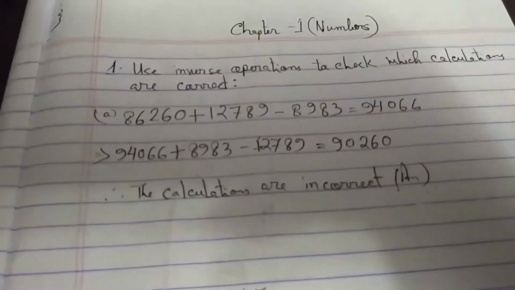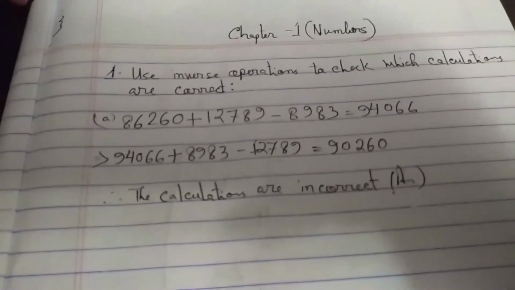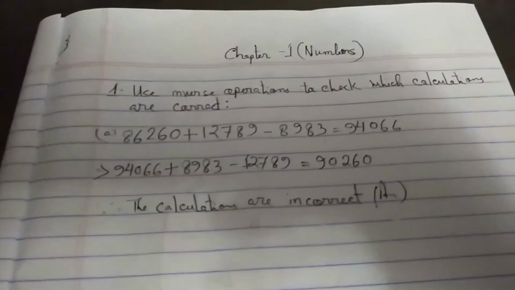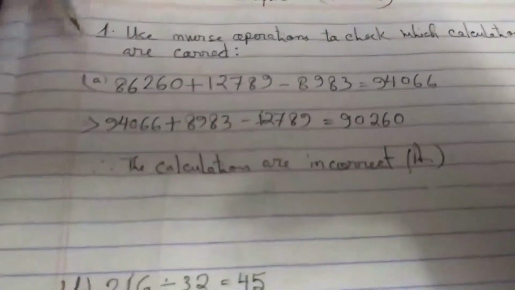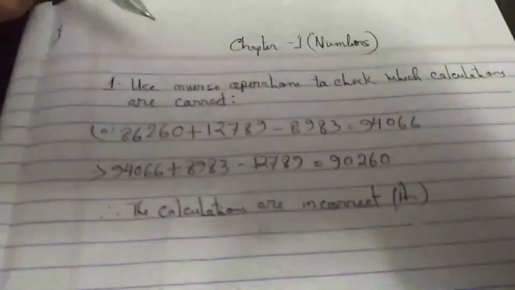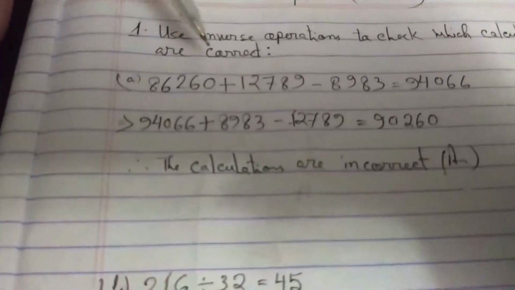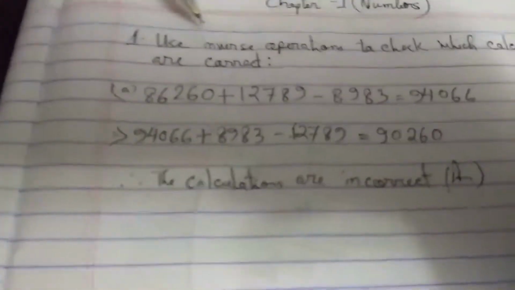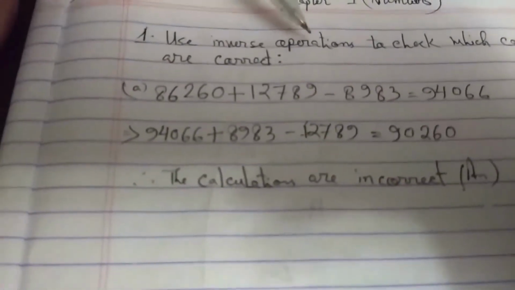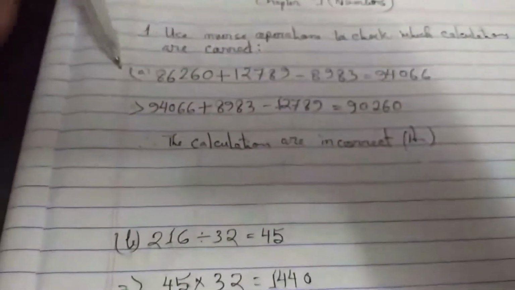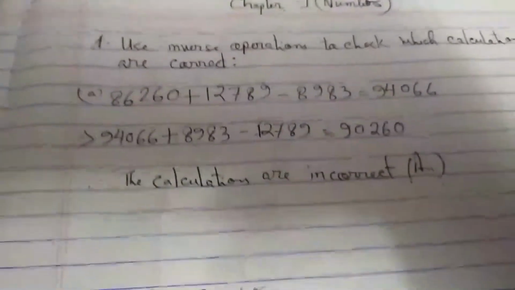86,260 plus 12,789 minus 8,983 equals 94,066. So some calculations are given. What we have to do is prove whether these calculations are correct or incorrect by using the method called inverse operations. We will be applying the inverse operations method to prove whether the calculations in the given questions are correct or not. So let's move to the math.